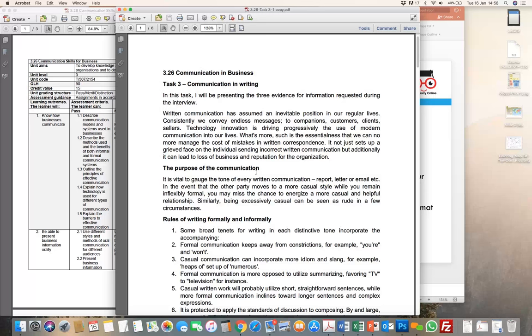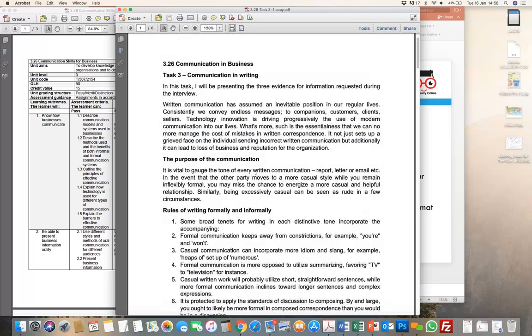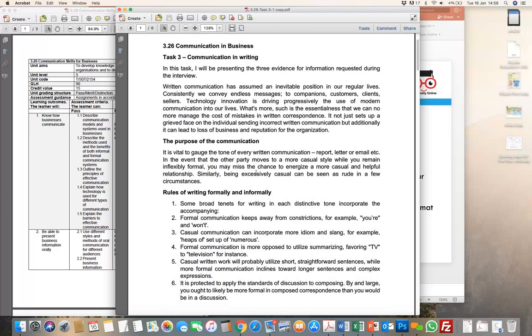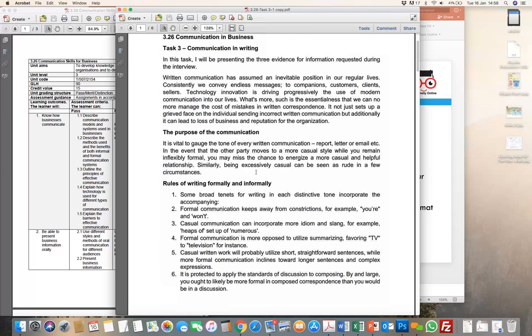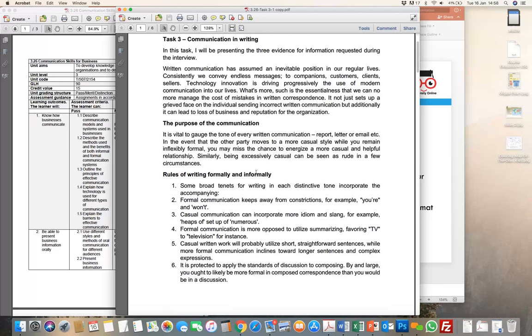Let's get into a bit more detail in terms of the process of communication with respect to businesses. The first one that we're going to look at discussing will be, how do we communicate in writing and what are the different types of communication in writing? Now, in this task, what we're looking at is we need to understand some of the basic ground rules.